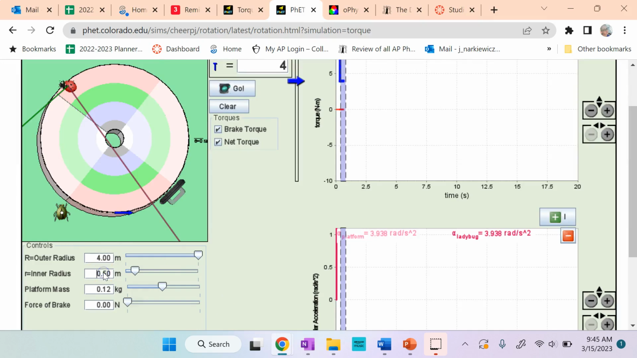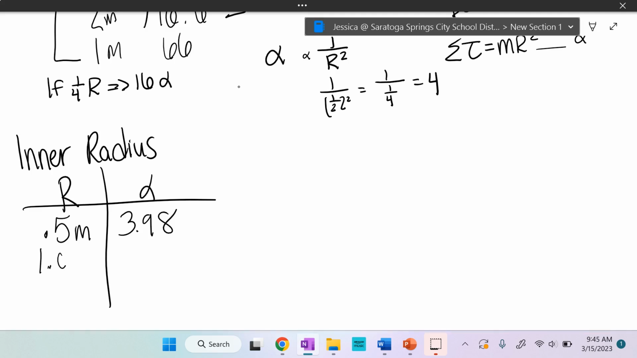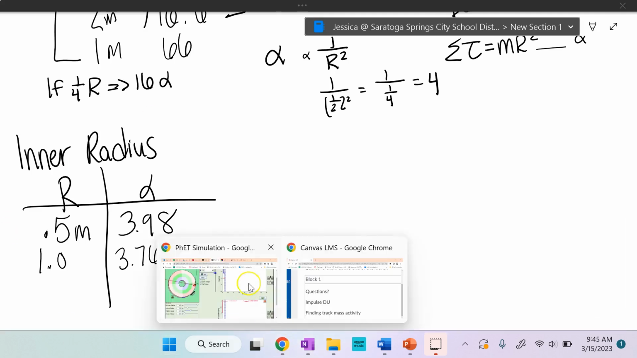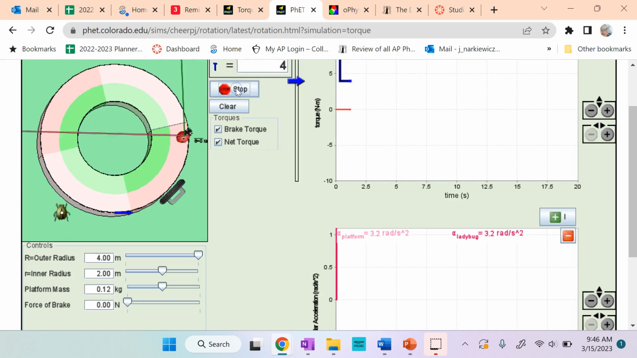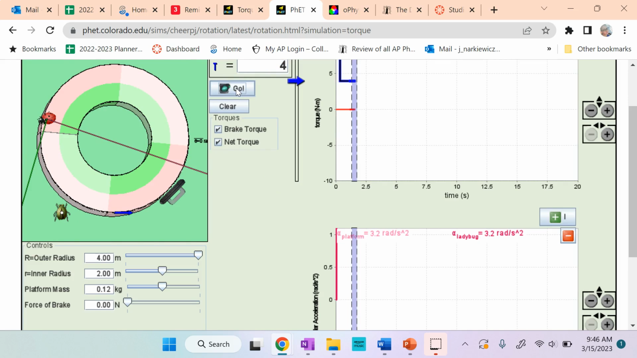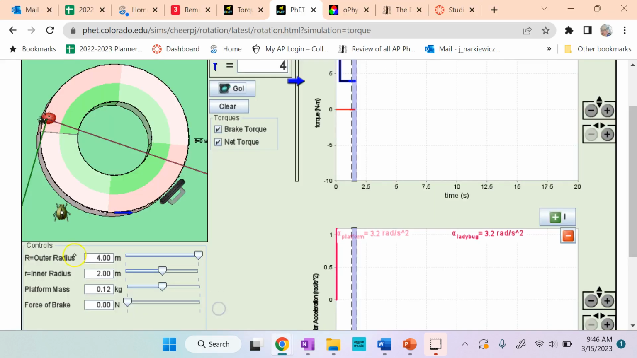And I can continue, right? Let's do double that, 1 meter. Right. Still got a torque of 4, perfect. Go. Now I got 3.765. 1 meter, 3.765. Okay, so not as clear of a pattern as I was seeing before. So let's do 2 meters, so that'll be 4 times. All right, got a torque of 4. Still, go. All right, now I'm at 3.2. 2 meters, 3.2, and we'll do 4 meters.